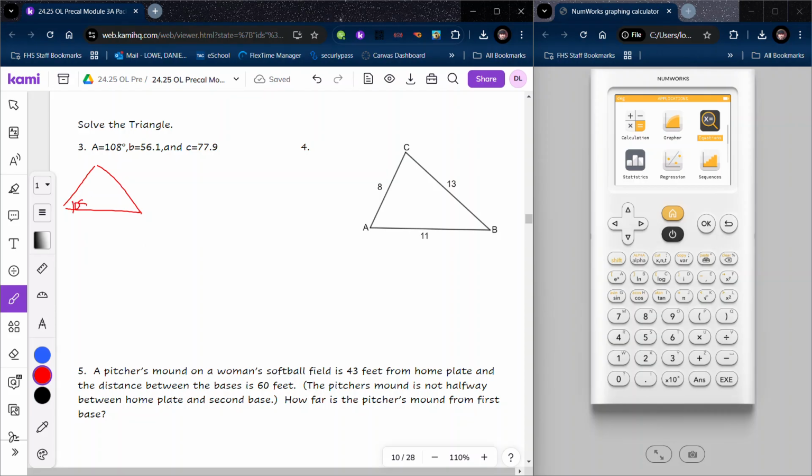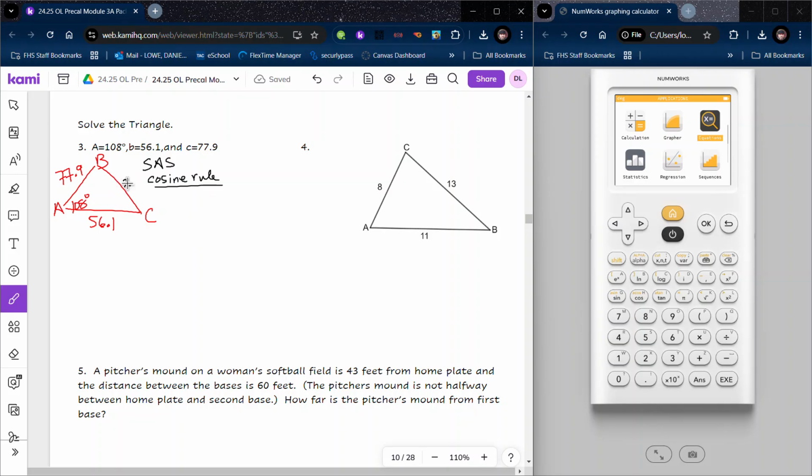We've got a 108-degree angle. We have a side of 56.1 that is opposite angle B. We have a side of 77.9 that is opposite angle C. And we need to figure out the rest of the information. Okay, so in order to do this, we've got side angle side, so we can start with our cosine rule.